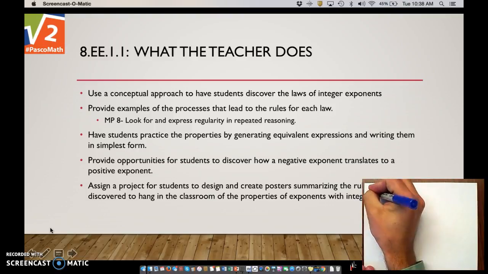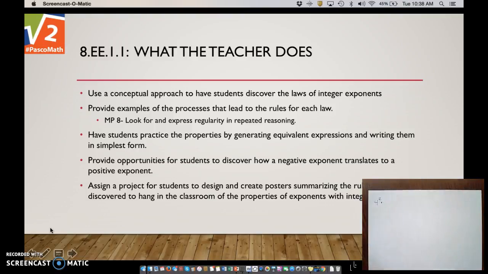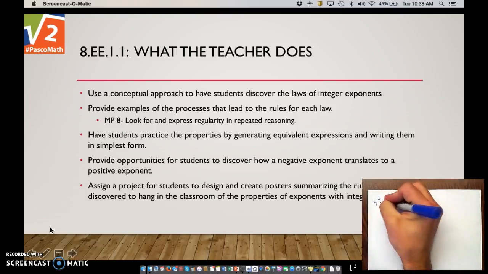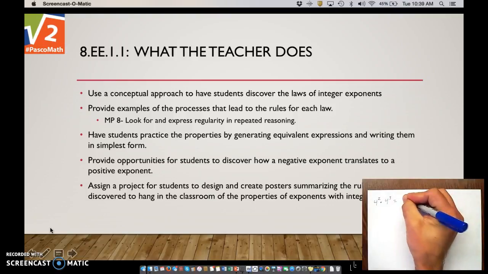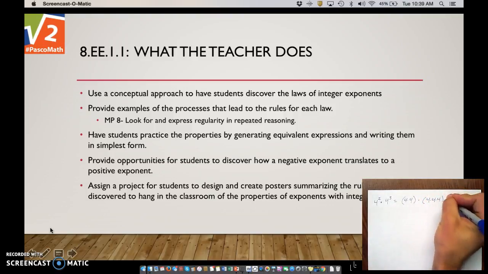we could do something as simple as 4 to the second, and we can say, well, multiply that by 4 to the third. If we expand it out, 4 to the second means 4 times 4, and 4 to the third means 4 times 4 times 4. Then ask, how many times is 4 being used as a factor? Students would say 5 times. And so 4 to the second times 4 to the third is 4 to the fifth.